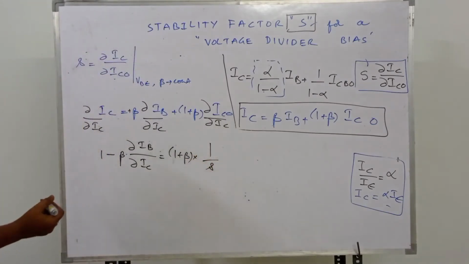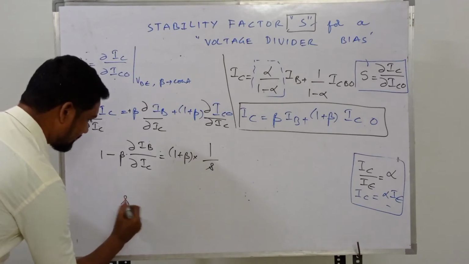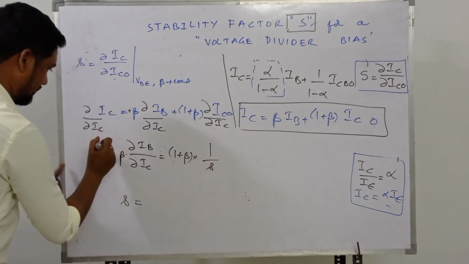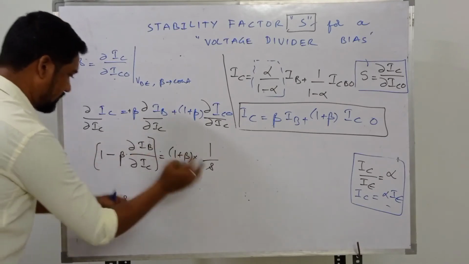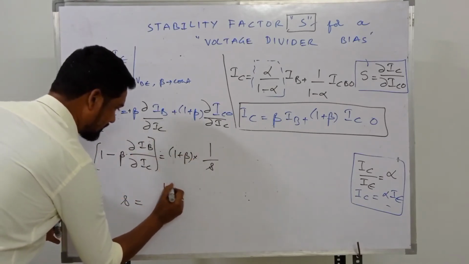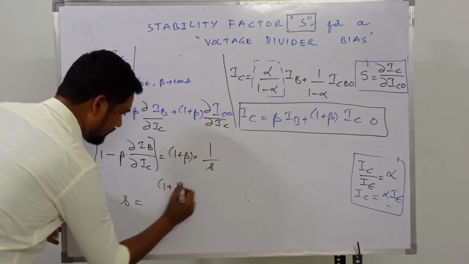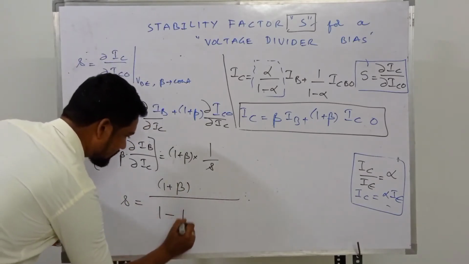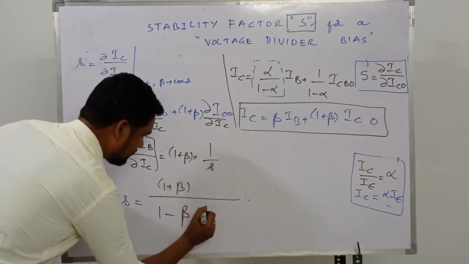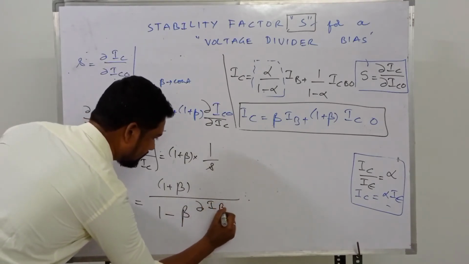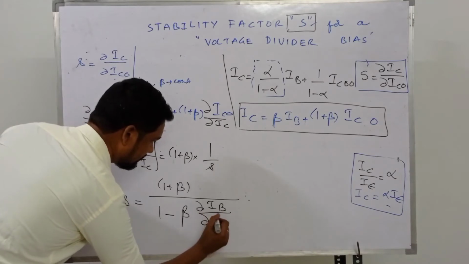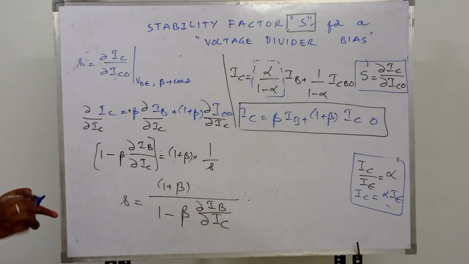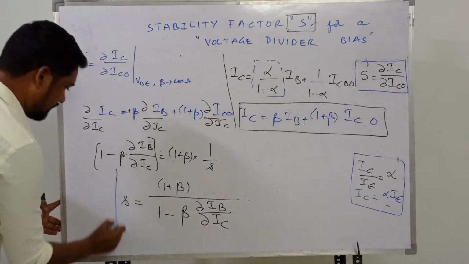So that expression for S is from here. S will be equal to, cross this side, this comes this side, and the entire this term goes that side. So what we have, 1 plus beta as it is, nothing to do with this, 1 plus beta by 1 minus beta ∂IB by ∂IC. Okay, so the very general expression for the stability factor.